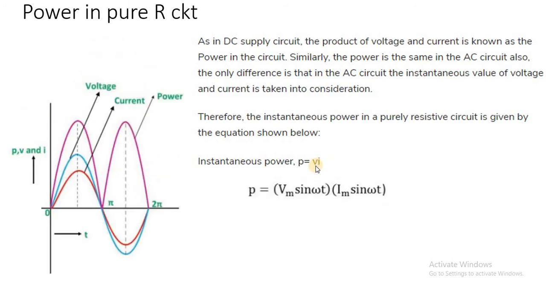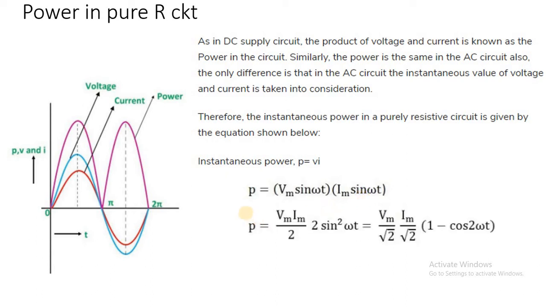The instantaneous voltage is Vm sin omega t and the instantaneous current is Im sin omega t. So the instantaneous power p is equal to Vm Im sin square omega t. With that sin square omega t, we are taking multiplication by 2 as well as division by 2 to keep the value of the equation the same. The denominator 2 is going to be written as root 2 into root 2. Why we have taken this, I'll tell you later.